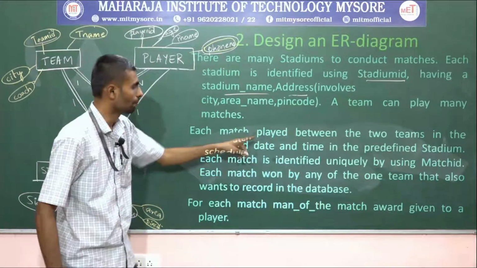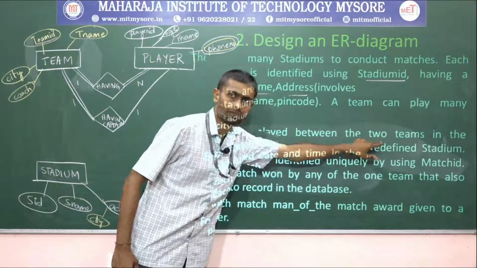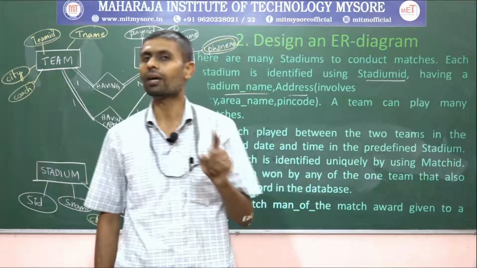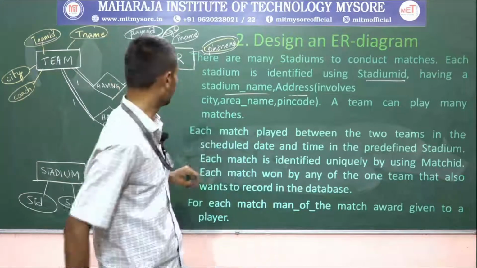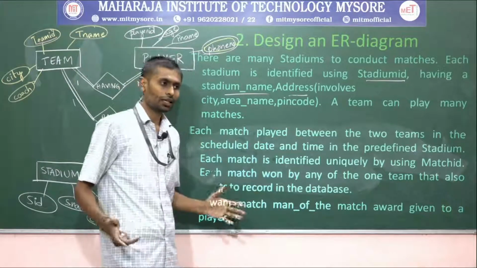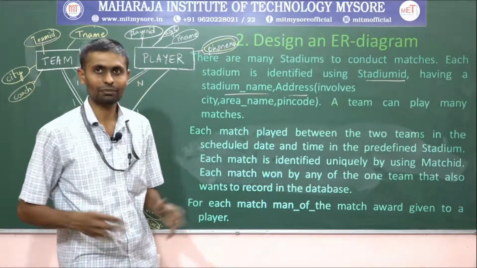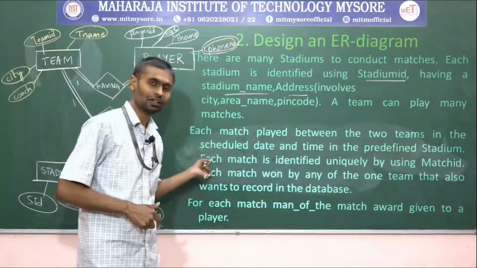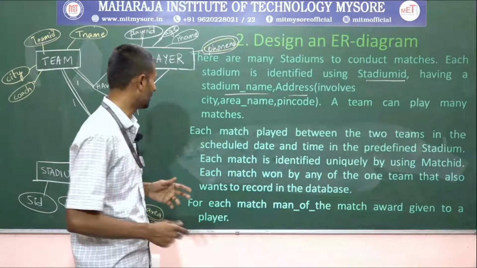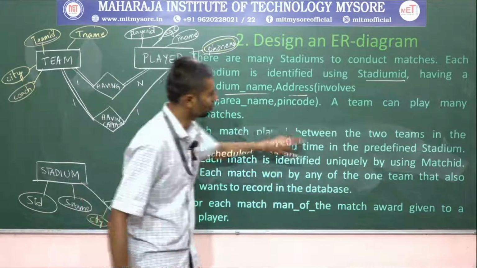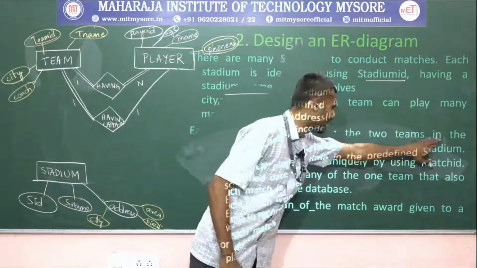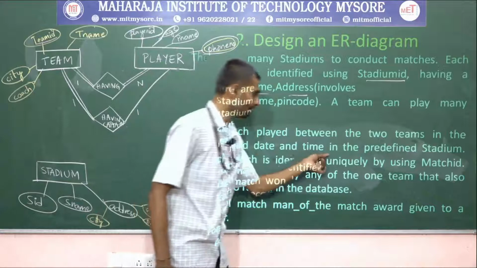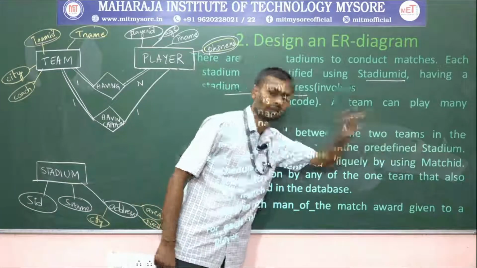Each match is played between the two teams. Yes, true, it is always true, especially in the case of cricket. Always a match contains only two teams, right? Fine. It's not like chaukabara, where 4 players can play at a single instance of time, right? So there 4 teams can participate. But here only 2 teams in each match. Fine. Each match is played between 2 teams in the scheduled date and time in the predefined stadium.